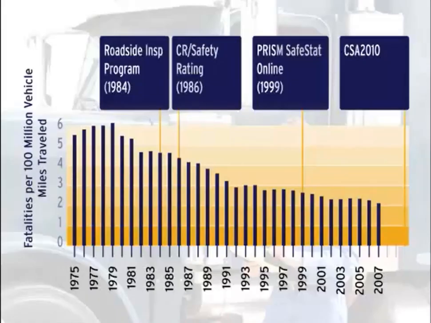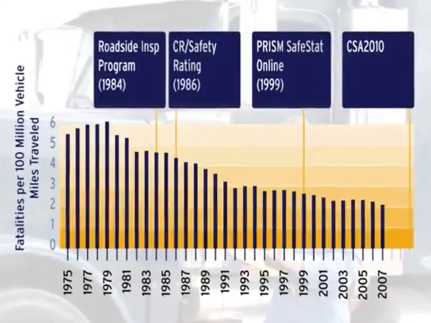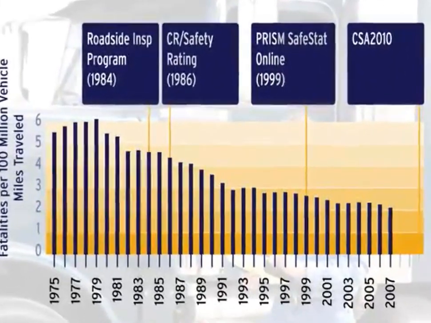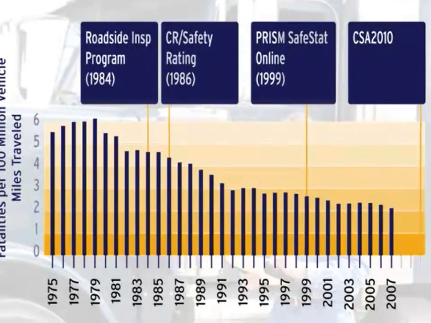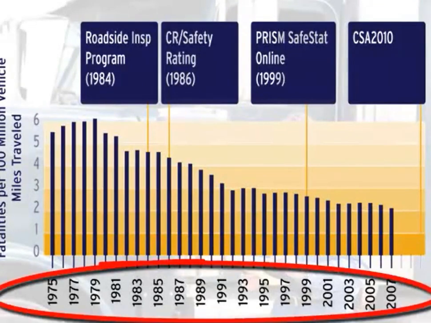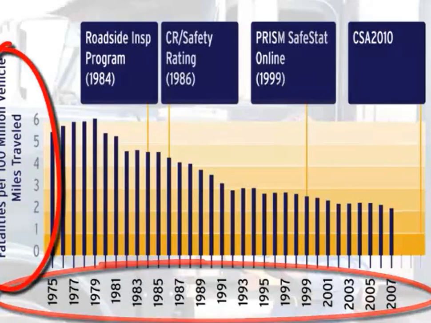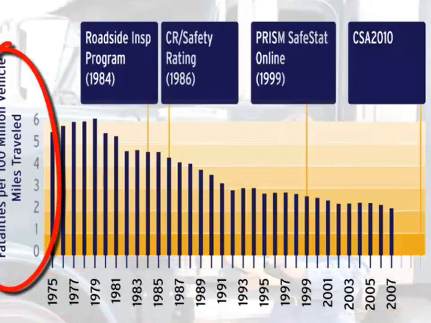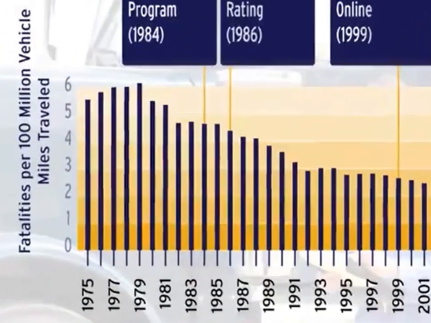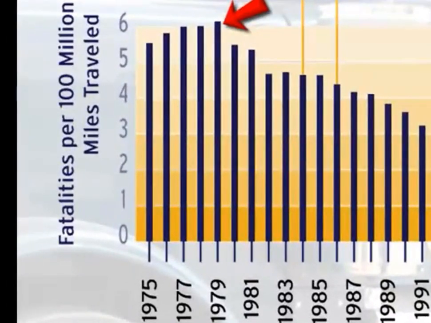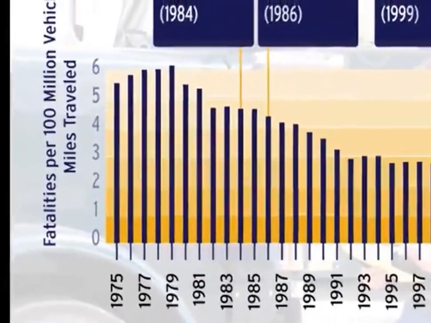When we talk about where the CSA came from, we have to look back at the history of initiatives put forth by the DOT and the Federal Motor Carrier Safety Administration. The chart here shows the year at the bottom and number of fatalities per 100 million vehicle miles traveled along the left. As you can see on the graph, commercial motor vehicle fatalities peaked in 1979.